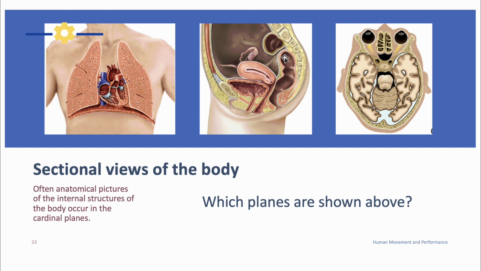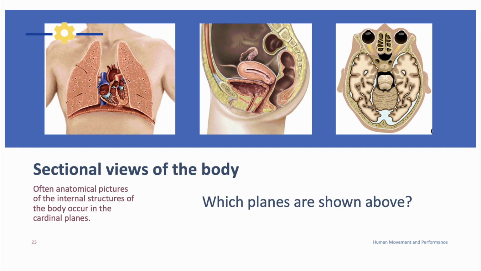What section is this, or what plane has this section occurred in? This would be a sagittal plane section because we've divided the body into left and right halves, and we've removed the left half of the body so that we can get an internal look at the female reproductive system, the urinary system, and so on. And in this case, we've sliced the head in half. We could see the eyes, parts of the brain, brainstem, etc. To get this view, this would be a transverse plane section.